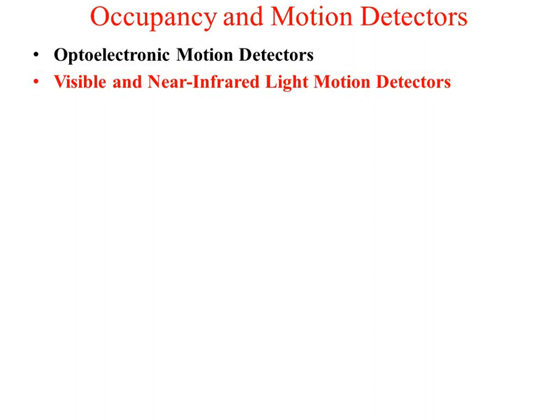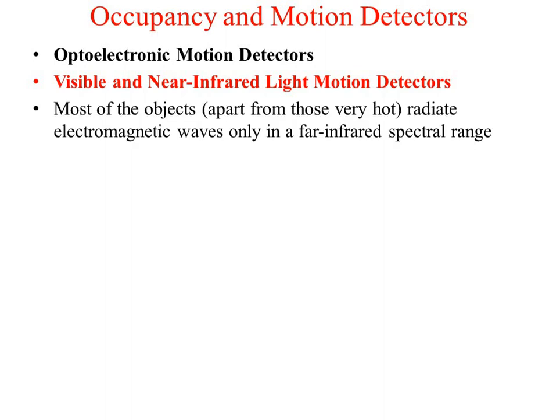So our first focus will be on visible and near infrared light motion detectors. We said that we can have optoelectronic motion detectors in three ranges, that is visible, near infrared and far infrared. So first our focus will be on visible and near infrared motion detectors. We will be discussing how exactly it works and what its structure will be.